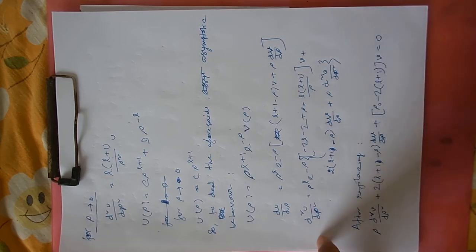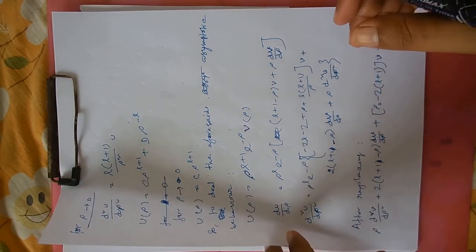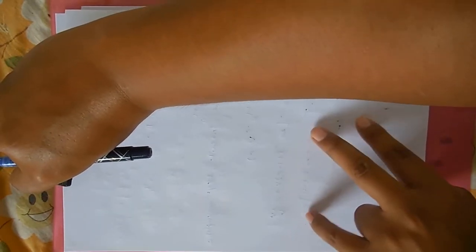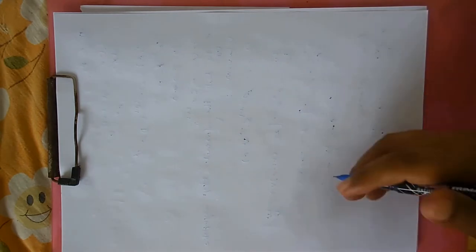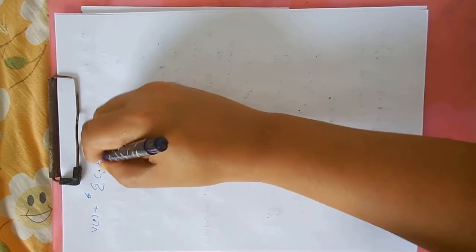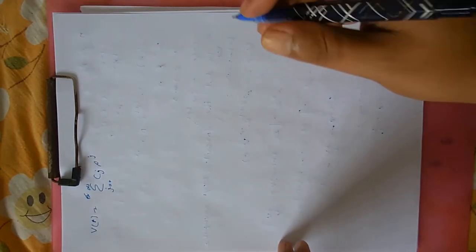Now we will solve this equation, and for this we will apply the power series method. For the power series method, you know that we have to consider v(ρ) in the form of a summation, Σ Cj ρ^j, with j from 0 to infinity. Now we will just follow the power series method.